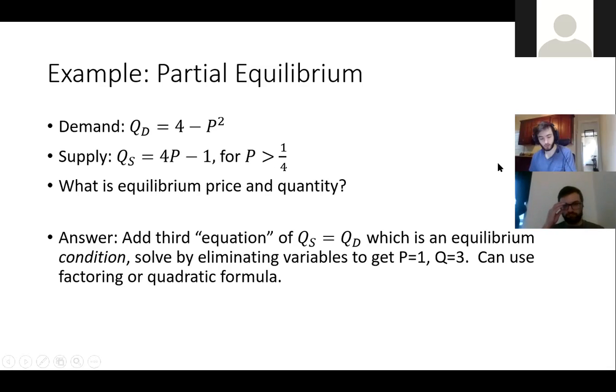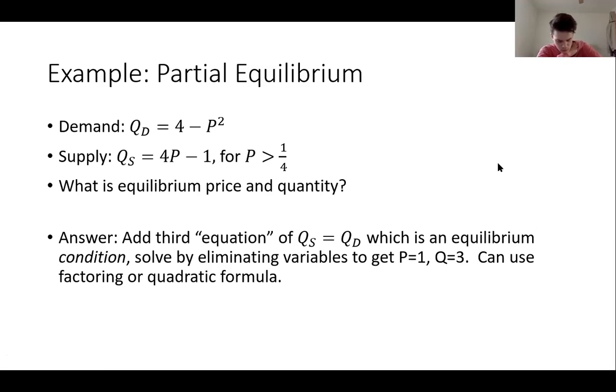I'm kind of curious how people solve this. In case some people are confused, what am I asking you to do? I've written an equation which represents demand: the quantity demanded equals 4 minus the price squared. I've defined quantity supplied as 4p minus 1. Of course, this can only be true for p greater than 1/4. Then I ask, what is the equilibrium price and quantity of this model?